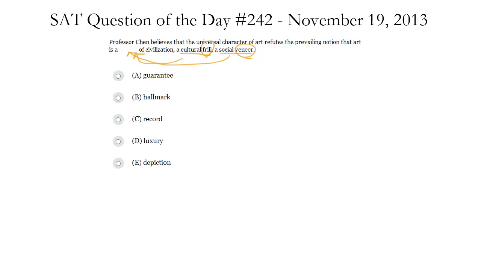or to a culture. Whereas we see here that the professor believes that art has a universal character, right? So that would be opposed to this idea of something superficial, unnecessary, and so on. So we need a word that means something like superficial, unnecessary, and so on. So a guarantee. Well, no, it's not a guarantee.